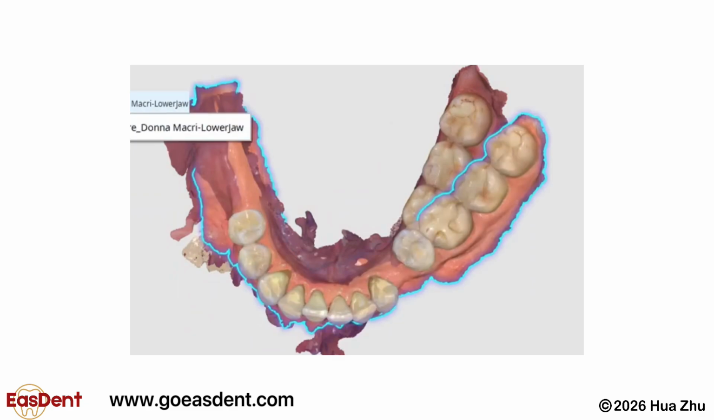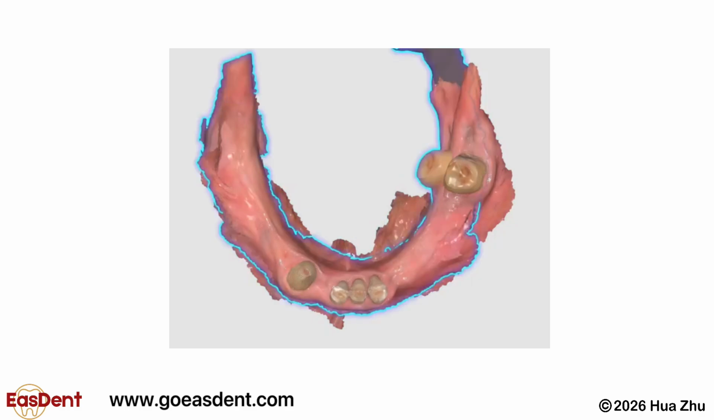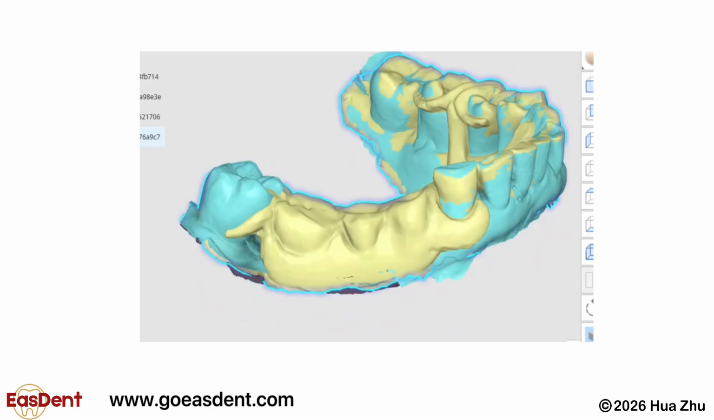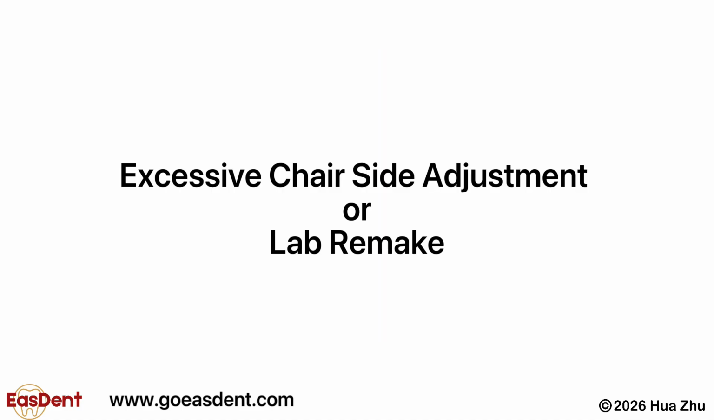This area only has one missing tooth. The risk of the error increases as the length of the edentulous span increases. Minor inaccuracy, half to 1 mm, are much more common and often go unnoticed. These errors can result in excessive chairside adjustment, or you may have to let the lab do the remake, particularly for RPD with metal frameworks.